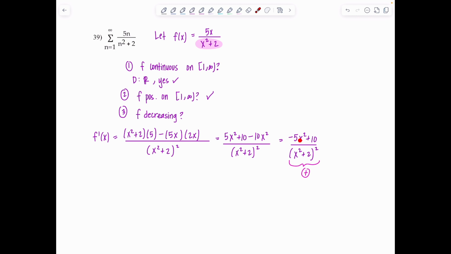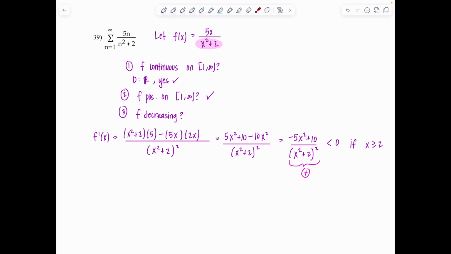Negative 5 times 4, 20. Negative 20 plus 10. Yeah, then it's negative. If x is 3, if x is 4, honestly, forever onward, we're good. The only problem is that if x is 1, then the derivative is positive. So I can say this derivative is less than 0 if x is greater than or equal to 2.